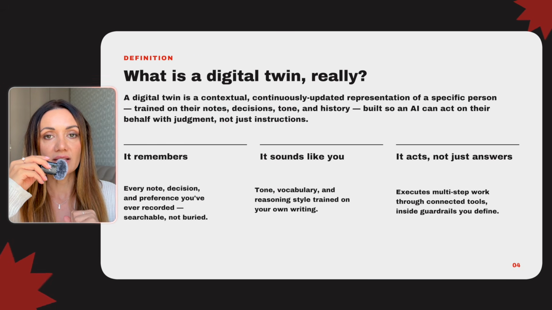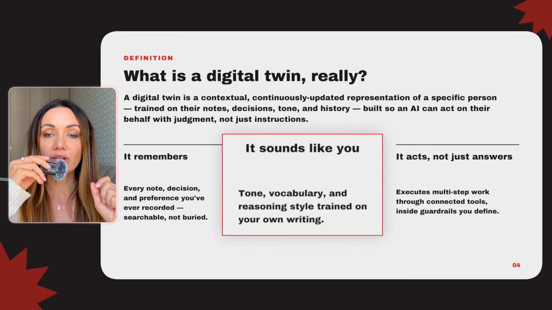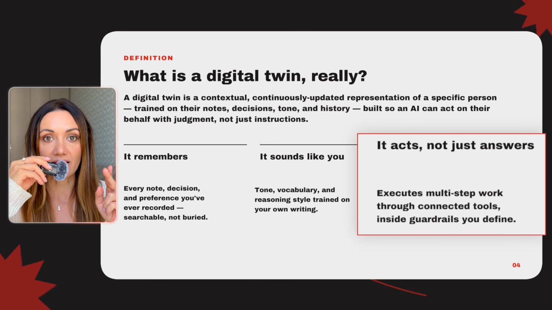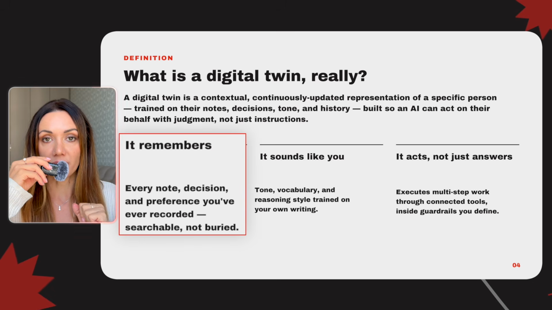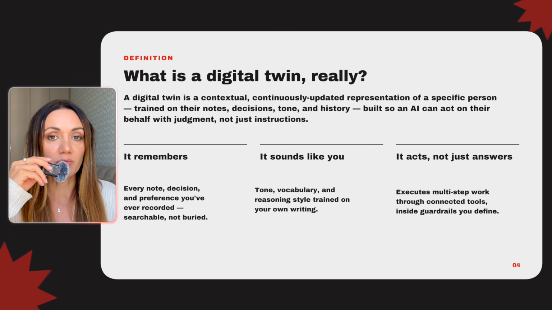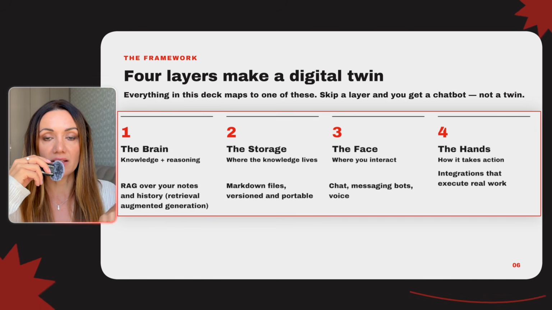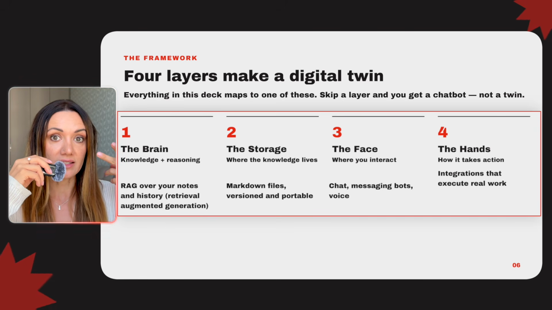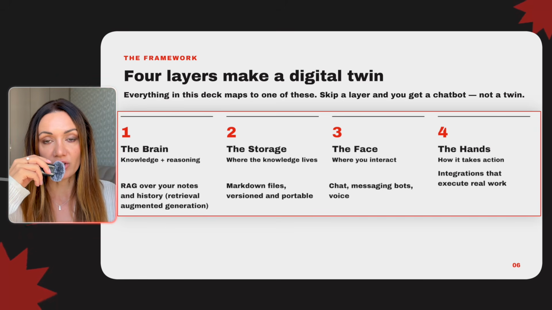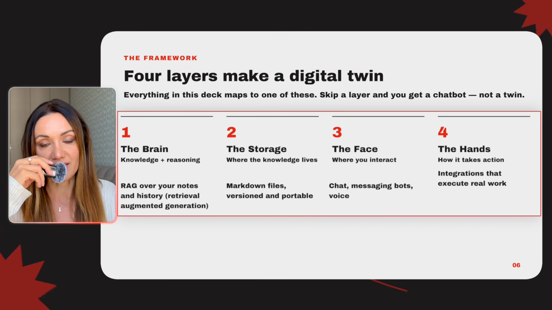So let's summarize. It sounds like you, it acts, not just answers, and it remembers. Those are the 3 main important things. Your digital twin will need 4 layers. It's the brain, the face, the memory, the storage, and the hands to actually execute. There are many different LLMs that you can be using, like Llama, ChatGPT, Gemini, Claude, etc. But it's not necessarily right now about the tools.